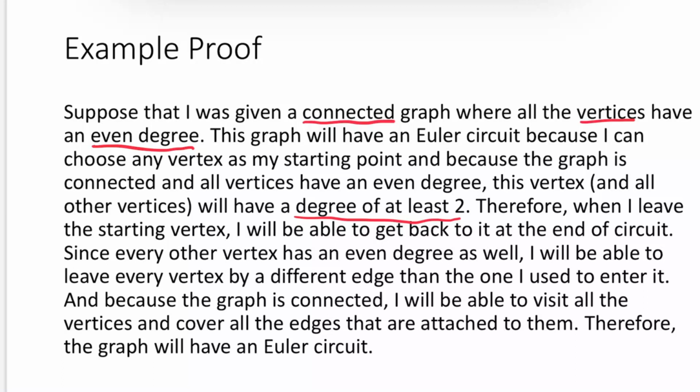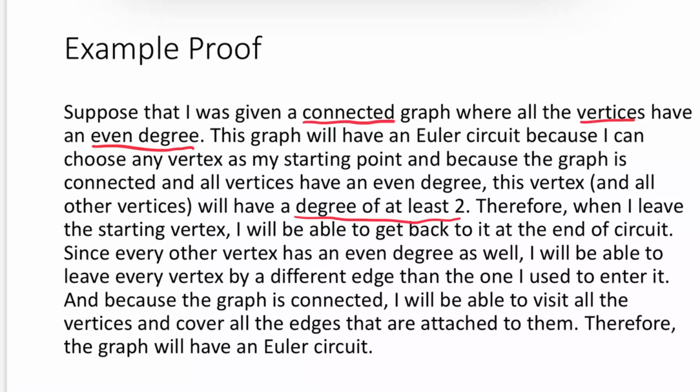So again, the structure is you assume your if statement. So I say, suppose I was given any connected graph where the vertices all have an even degree. Then I just talk through my reasoning of why those 2 assumptions mean that I will definitely have an Euler circuit. So this is an example of my proof.